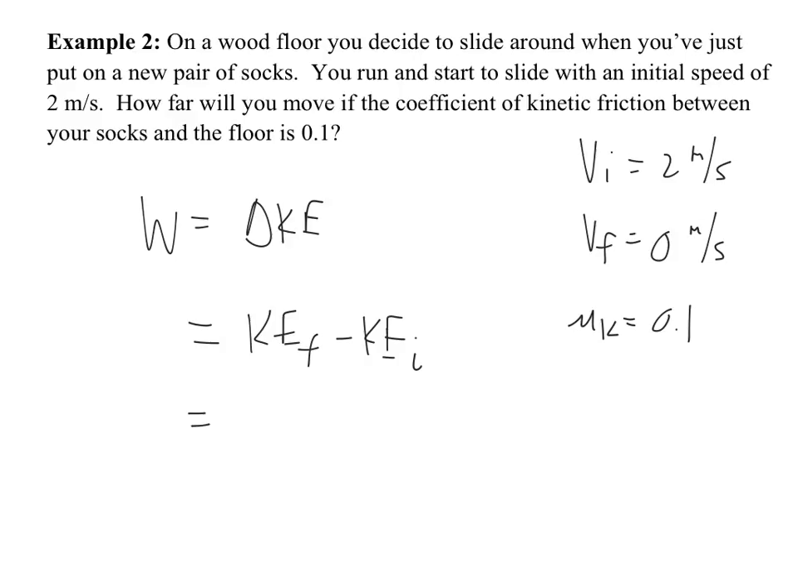Nat? One half m Vf squared minus one half m Vi squared. So final minus initial. What about the work? The formula for work we know is force times distance times cosine theta.